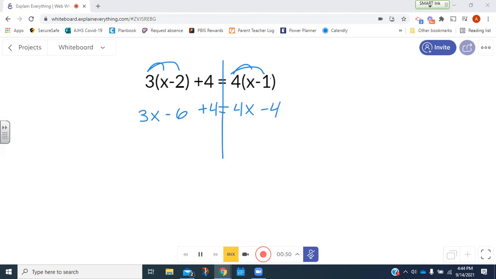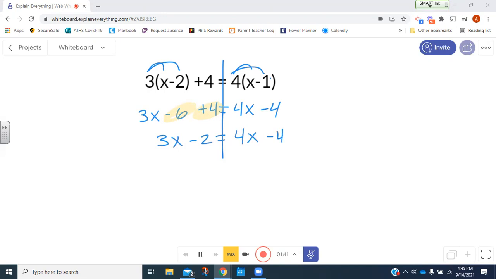Okay, now I'm looking to combine like terms, if there are any. I can pretty quickly see that on the left side, we have a like term here and here, so I'm going to go ahead and combine those before I do anything else. And so I'm still going to have 3x. Now, -6 plus 4 is -2, and that's equal to still 4x minus 4.